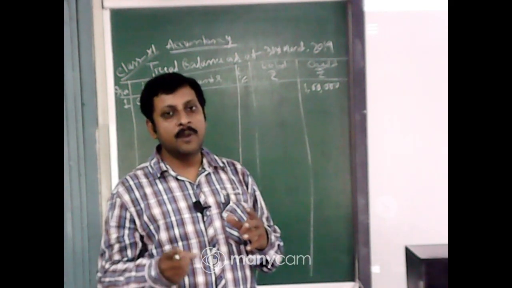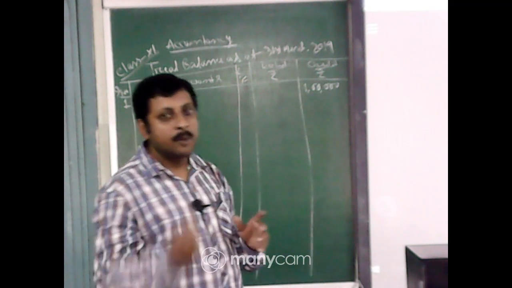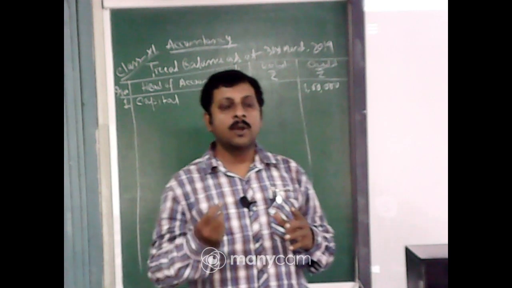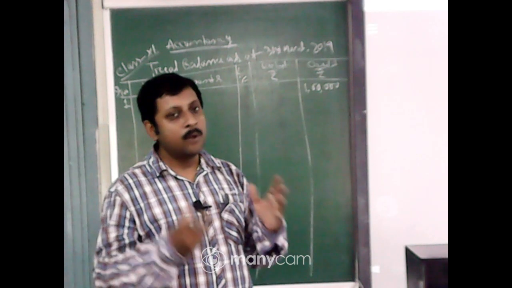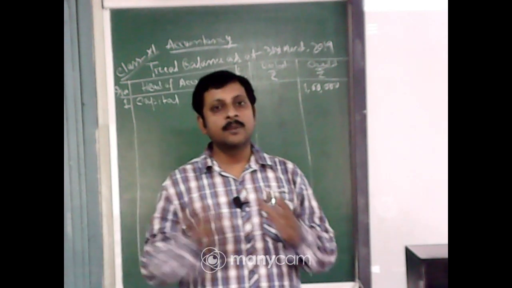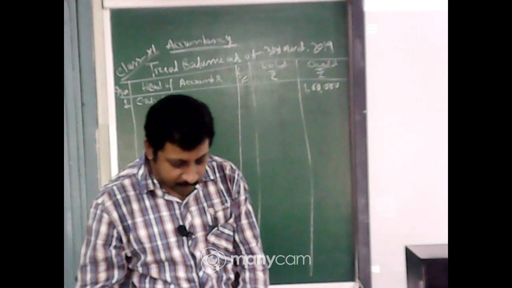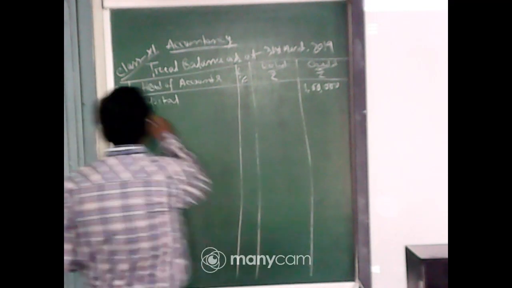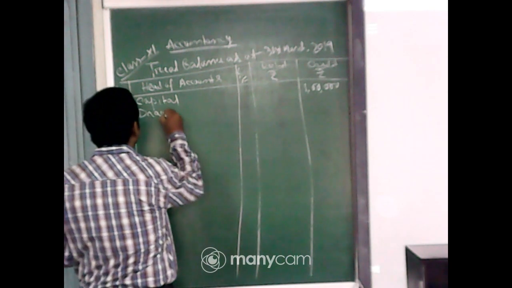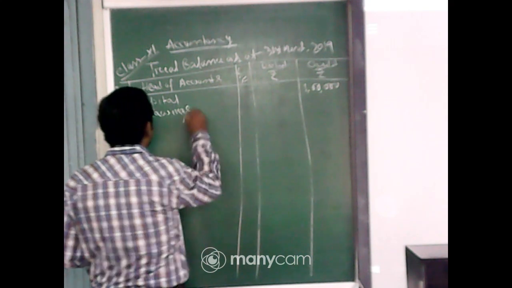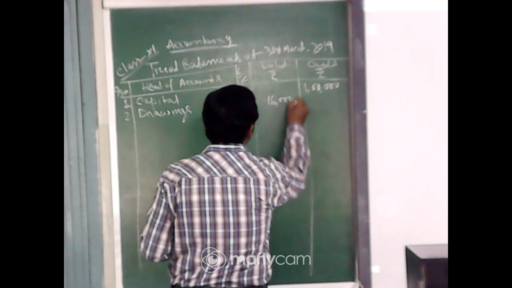But from the accounting perspective, whatever money is withdrawn by the owner will be called drawing, and it is actually an expense of the business. I have already said expenses will always be debited. Expense and loss balances will always be debit balances. So drawing would be debit. Number 2, drawing will be debit. Now drawing is 16,000. Just write it on the debit side.